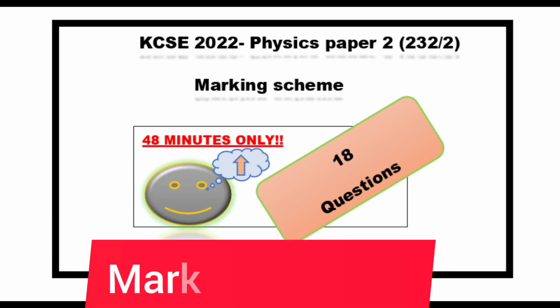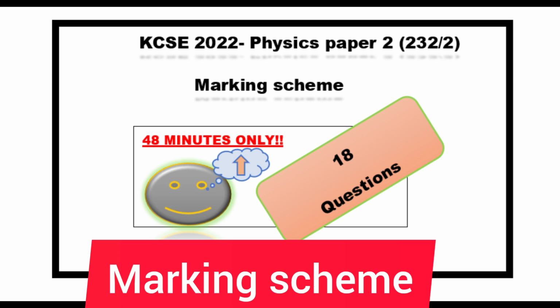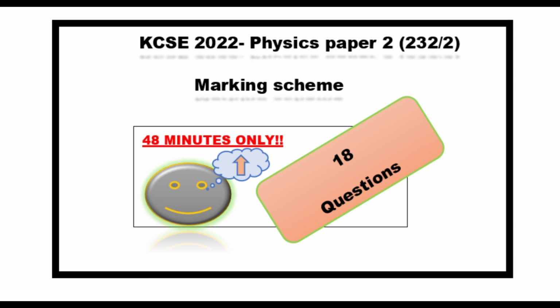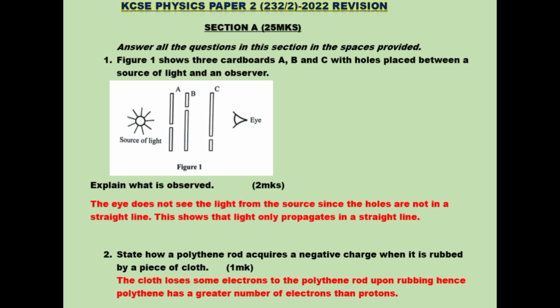So today we are going to look at KCSE paper 2, 2022, that is KCSE 2022 paper 2, the marking scheme. So let's start with section A. Section A has 25 marks, so we go straight to question 1.